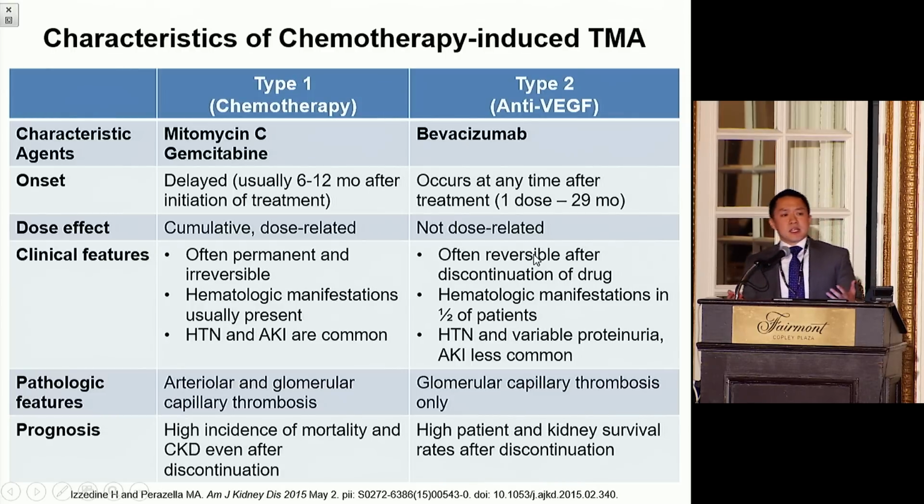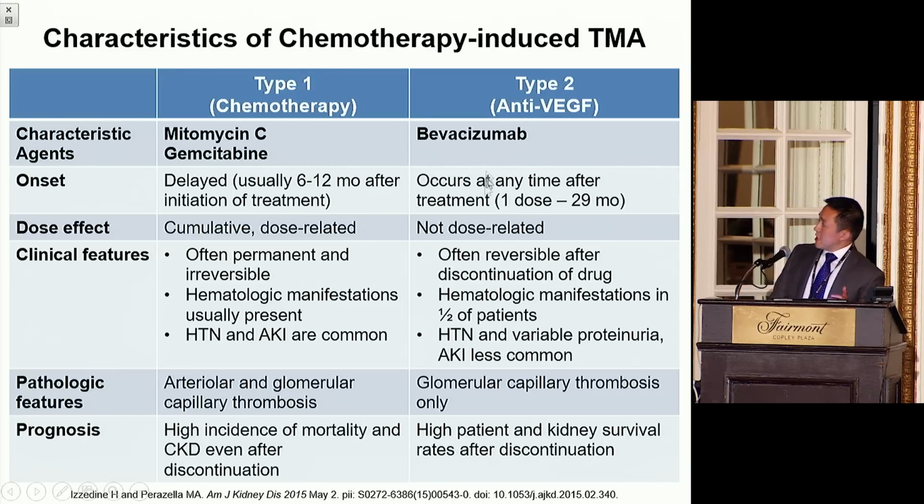So why do we distinguish this? Because the clinical presentation of patients who develop TMA can be different depending if they get the TMA from a conventional chemotherapeutic agent or from an anti-VEGF agent. The TMA associated with conventional chemotherapeutic agents tends to have a delayed onset. These patients are typically on these agents for several months. It's thought that the TMA is related to the dose and the cumulative accumulation of these drugs. These patients typically have permanent and irreversible symptoms. Hematologic manifestations are commonly present, and a lot of these patients will develop hypertension and AKI. Unfortunately, even after you stop the drug, there's still a high incidence of mortality and CKD in this population.